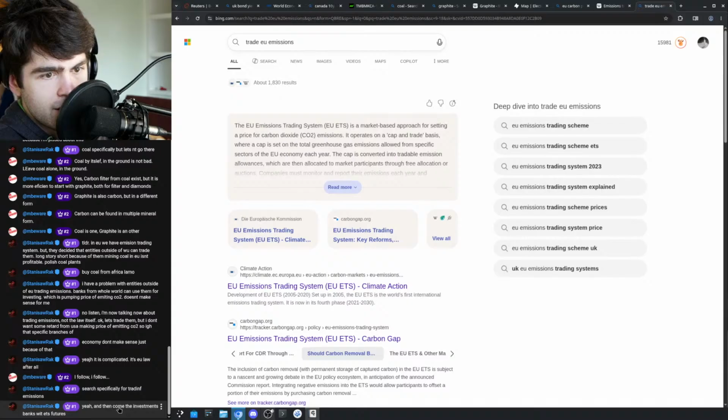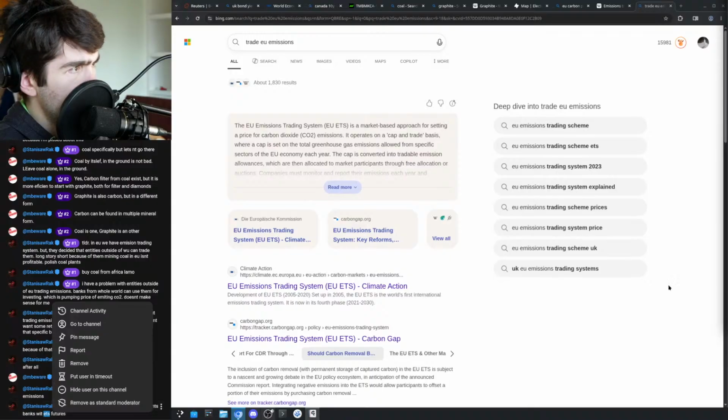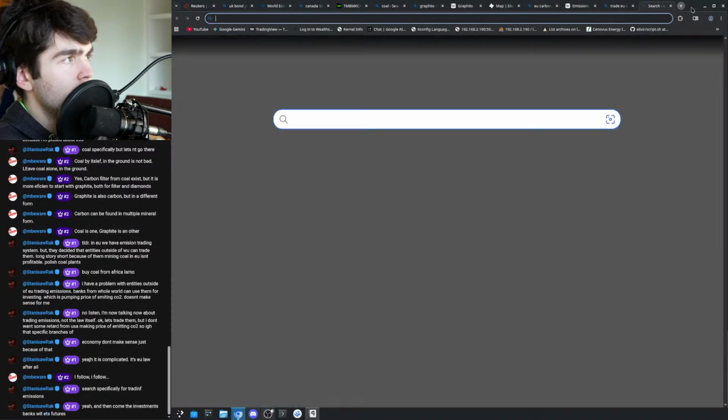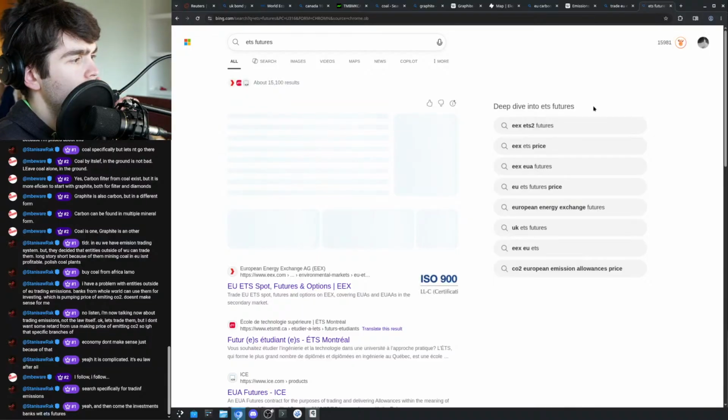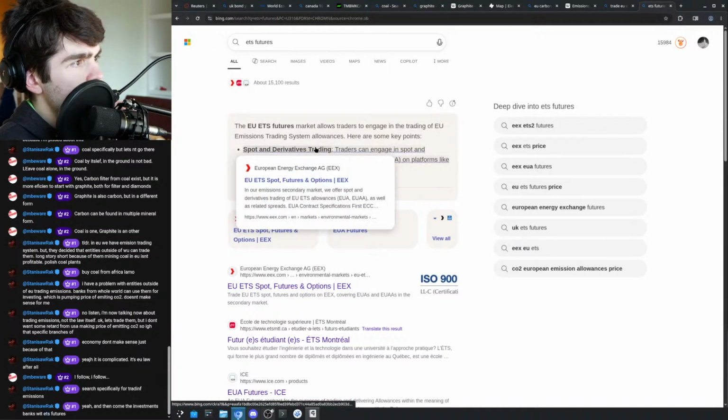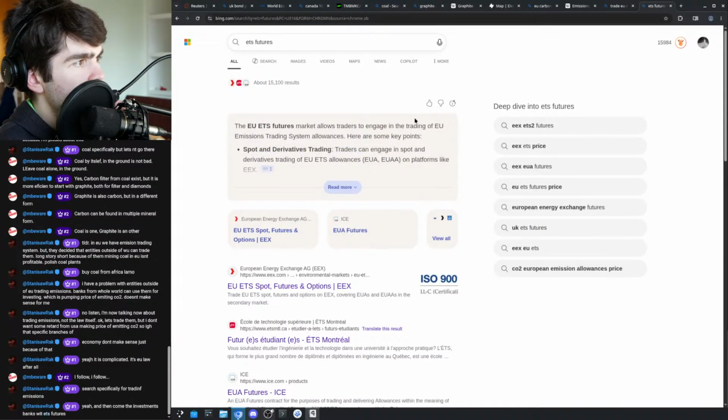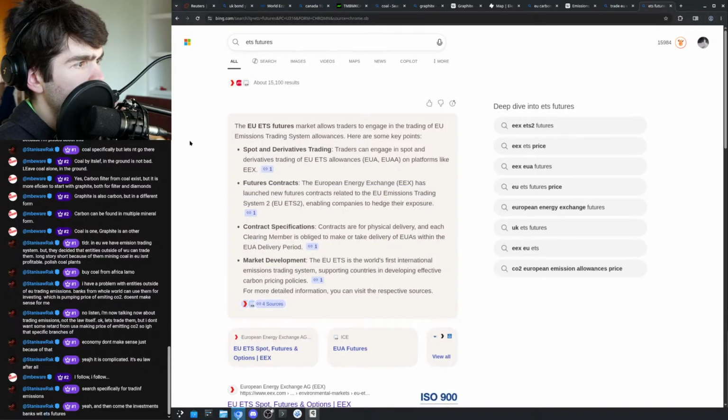Yeah, it comes the investment bank with ETS future. Oh, wait. ETS futures. ETS futures are right to engage in trading EU emission trucks allowance. The points trading are split into futures contract.